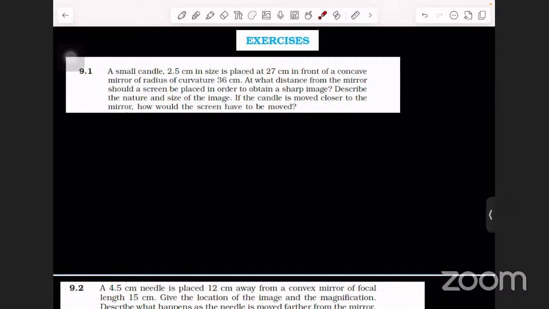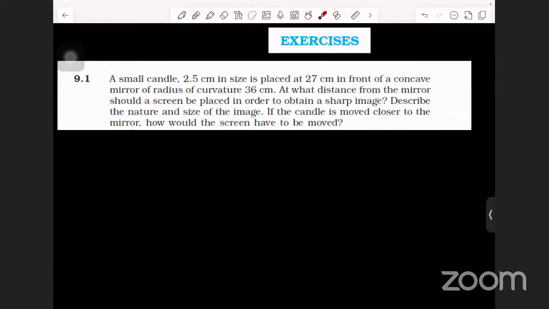Here's the first question. Let's read it. A small candle, 2.5 centimeters in size, is placed 27 centimeters in front of a concave mirror of radius of curvature 36 centimeters. At what distance from the mirror should a screen be placed in order to obtain a sharp image? Describe the nature and size of the image. If the candle is moved closer to the mirror, how would the screen have to be moved?